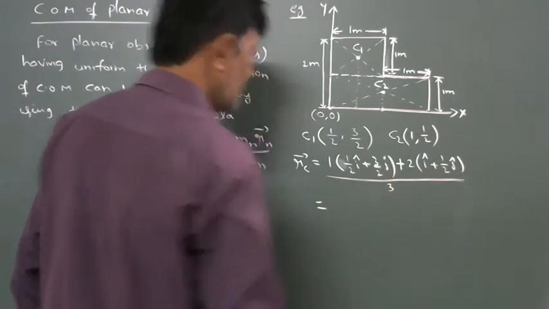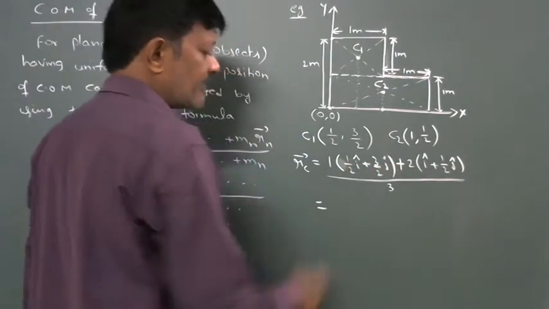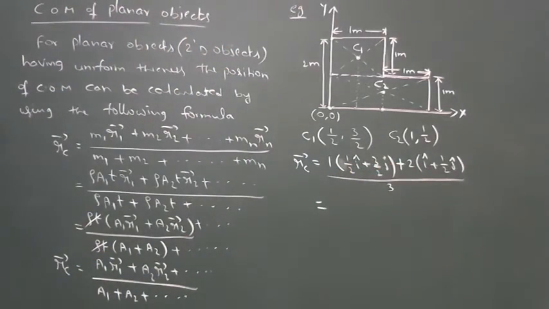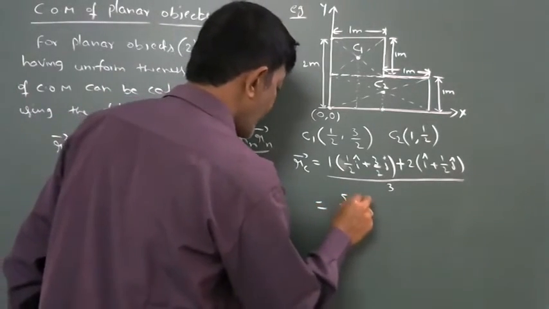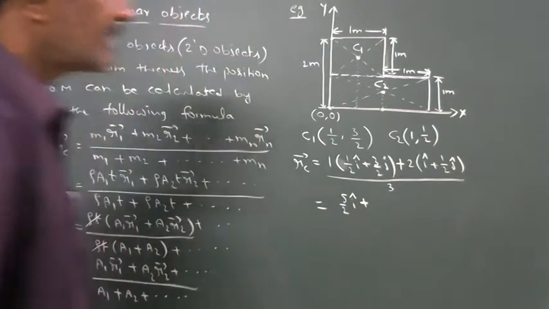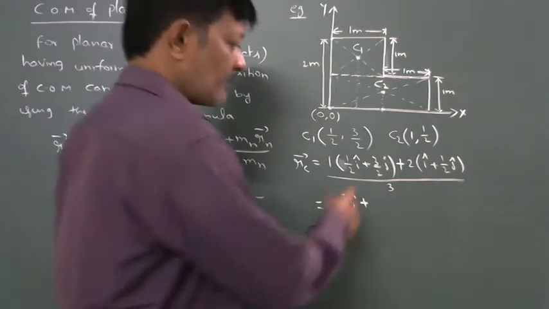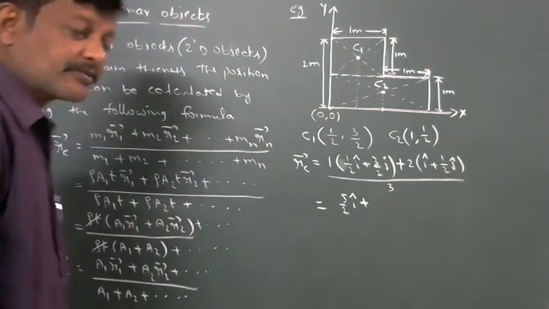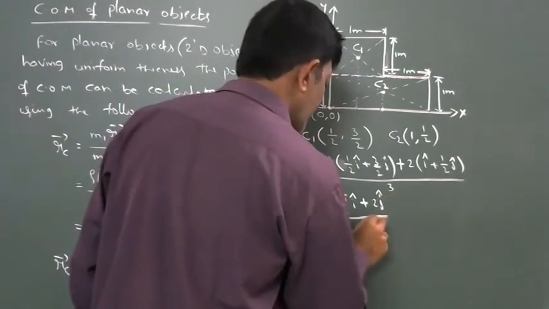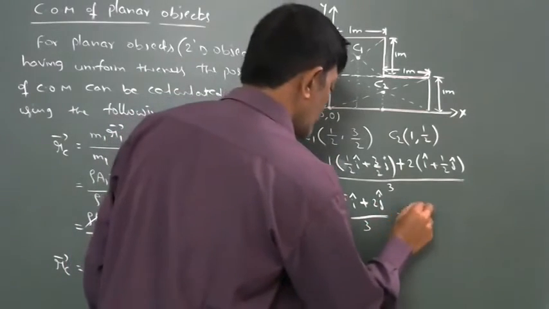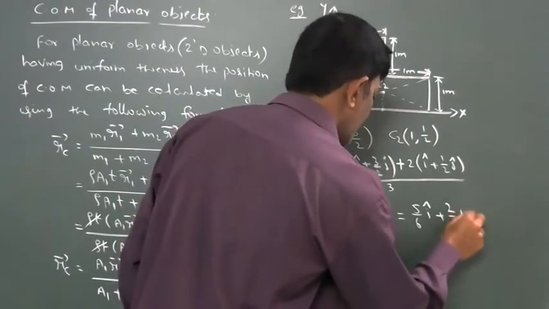This is equal to half I cap plus 2 I cap. Here half I cap, 2 plus 1 by 2, that means 5 by 2. 2 and a half, that is 5 by 2 I cap, plus 3 by 2 j cap plus 1 by 2 j cap. 3 by 2 is 1.5, 1 by 2 is 0.5, 1.5 plus 0.5 is 2 j cap. Divided by 3. This is equal to 5 by 6 I cap plus 2 by 3 j cap.